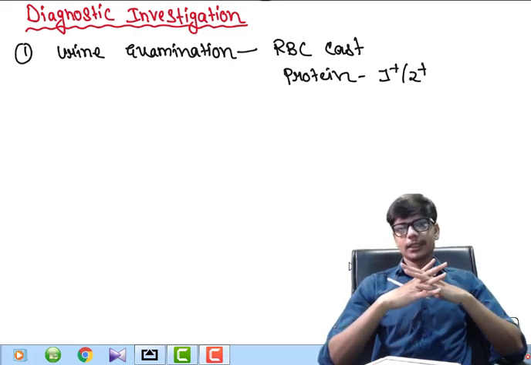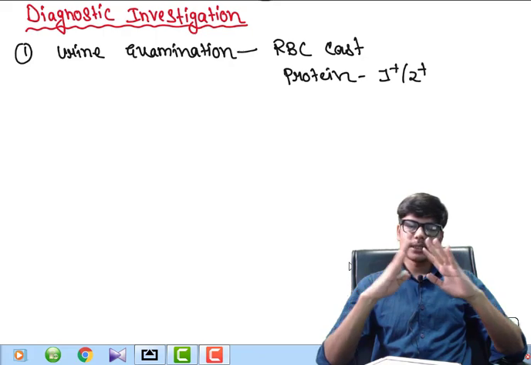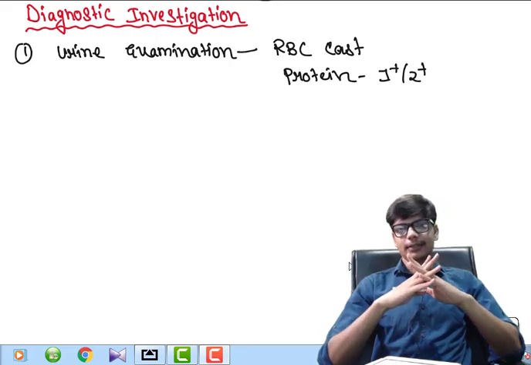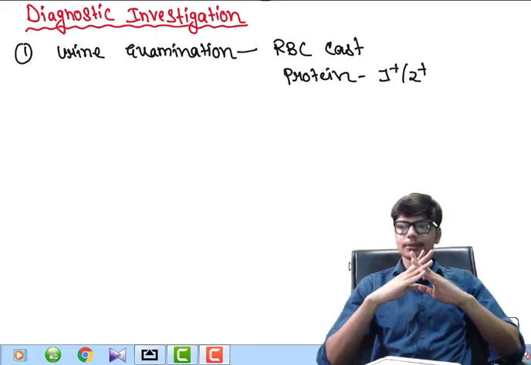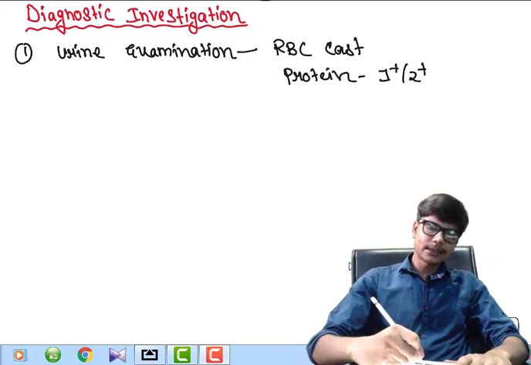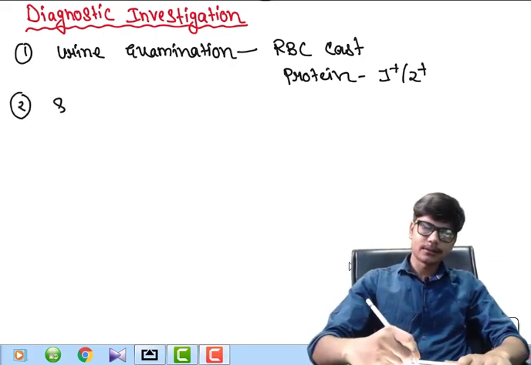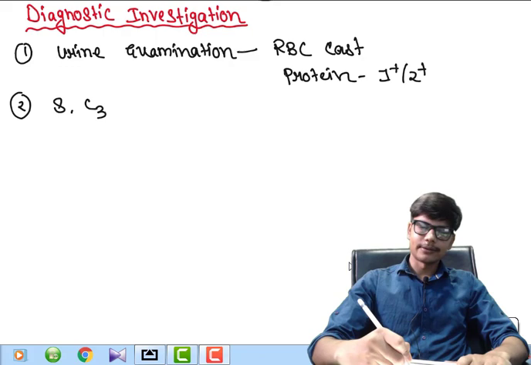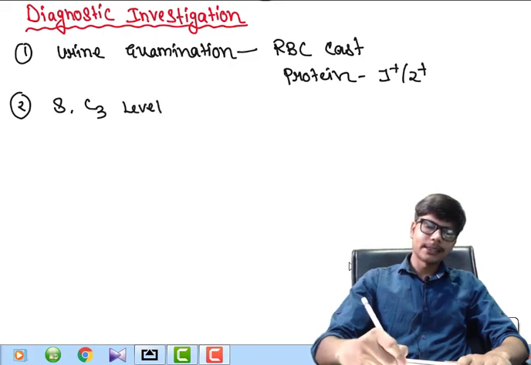The grading of proteinuria has been described in the nephrotic syndrome module. You can go and watch it there. So in urine examination, we can find RBC cast and proteinuria. When you check the serum complement level, it will be decreased in nephritic syndrome.